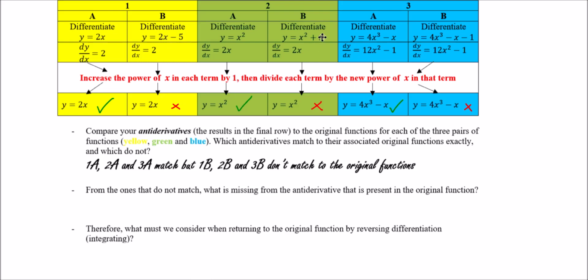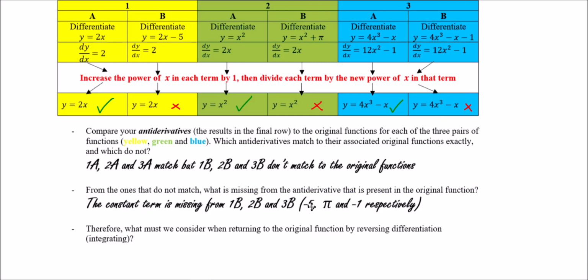Pi is a constant, albeit a very famous constant. It's not accounted for down here. And the minus 1 just vanishes, and we never got back to it in this final line. So just putting that into words here.